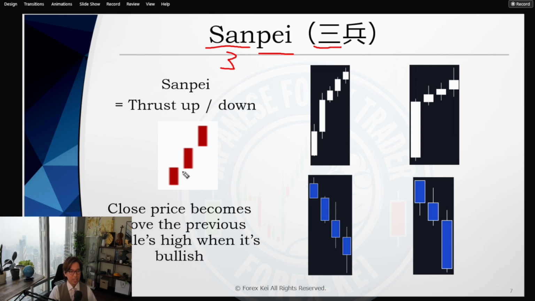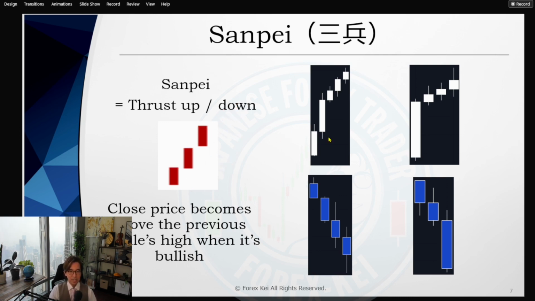So the concept is that the close price becomes higher than the previous candle's high when it's bullish. The close price becomes higher than the previous high, and the next candlestick's close becomes higher than the previous high, and it goes on. So this is the Sanpei pattern, and this is a trend continuation pattern.